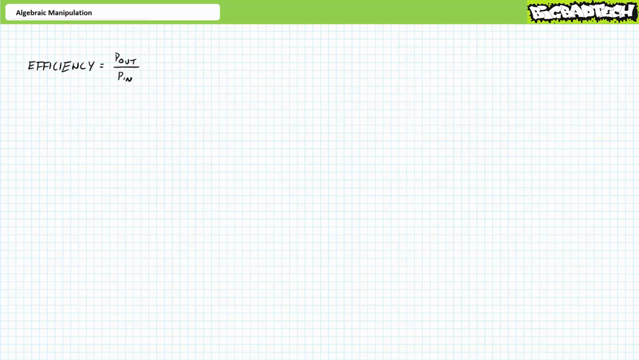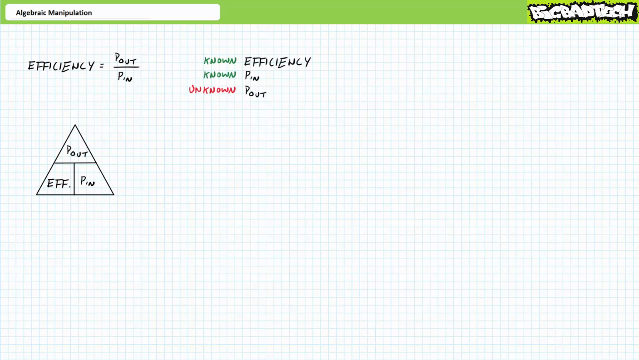Our next problem deals with the ratio of efficiency, where efficiency is equal to the power out, P out, divided by the power in, P in. It's perhaps easiest to set this up in a triangle format. We're first being asked to solve for unknown property P out given known properties P in and efficiency. Solve for P out by covering up P out. P out is equal to P in times efficiency, because efficiency is side by side with P in.